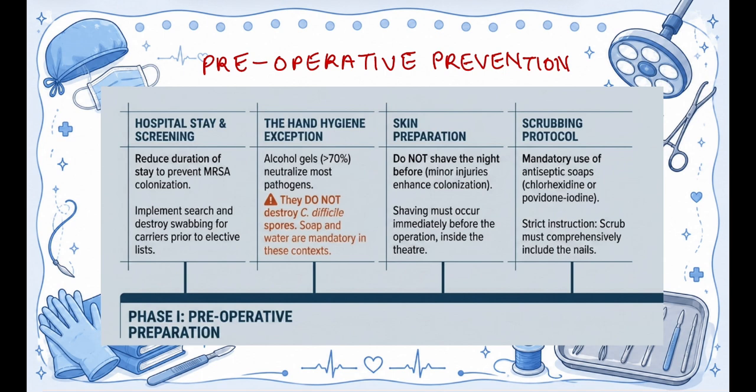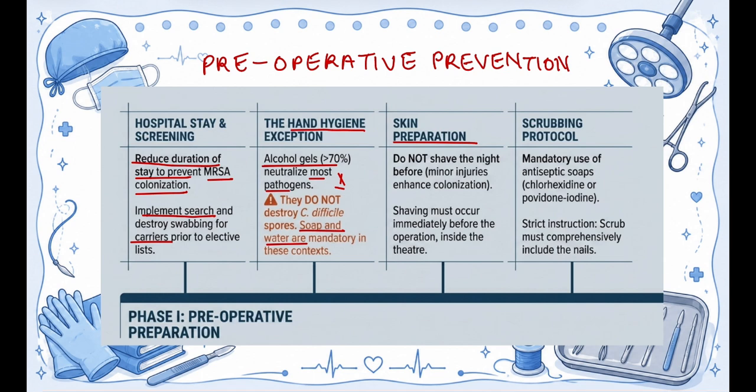This meticulous defense actually begins long before the first incision is ever made. We start by significantly reducing hospital stays. Why? To prevent colonization by highly resistant bugs like MRSA. We also actively screen patients for carriers. We practice relentless hand hygiene. But here's a critical detail. While alcohol gels neutralize most pathogens, they do not destroy Clostridium difficile spores. So soap and water are absolutely mandatory here.